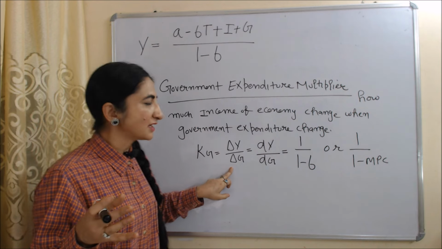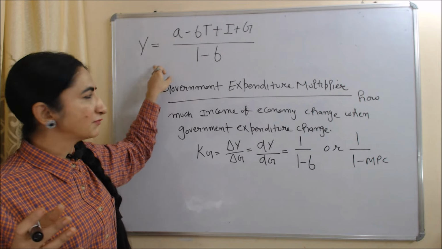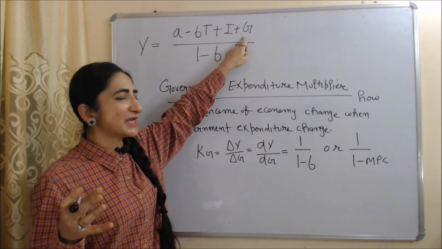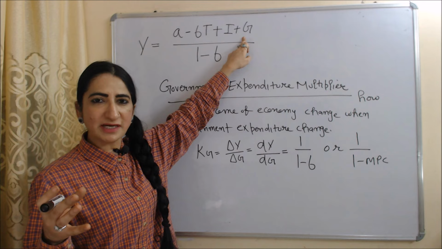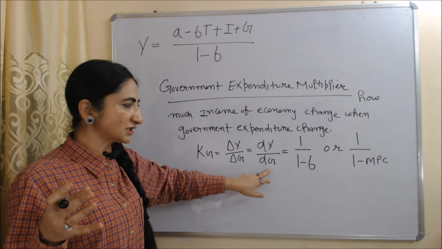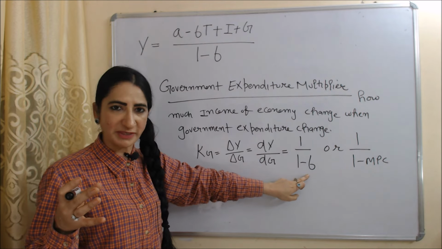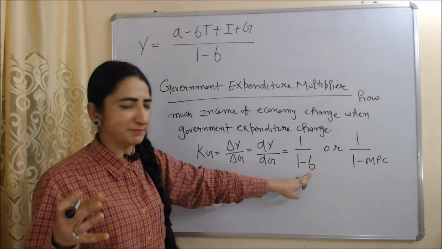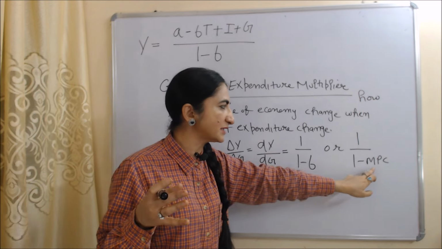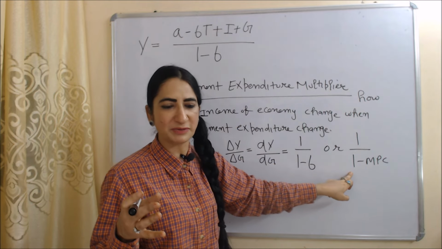government expenditure. In order to find out value of government expenditure multiplier, we will differentiate this equation with respect to g. As we know, g represent government expenditure. So when we differentiate this equation with respect to g, we will get this: 1 over 1 minus b. As we know, b is equal to MPC. That's why we can also write this equation 1 over 1 minus MPC. This will be called value of government expenditure multiplier.